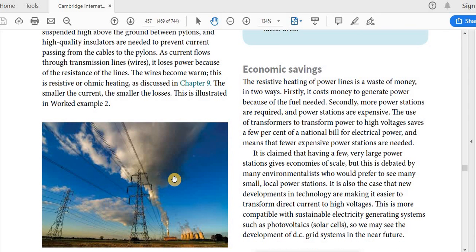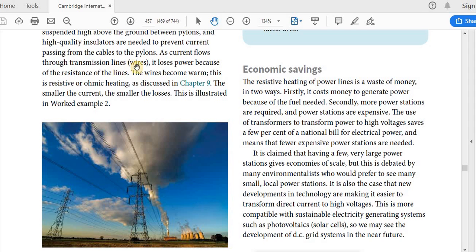So you would have seen something like a circular disc. Next time you go outside, have a look at this. You can have a close look. There is something like a round disc, something like a pot, let's say, a certain shape, like a pot kind of shape. Those are the insulators, so the cable is on top of that. And high quality insulators are needed to prevent current passing from the cables to the pylons.